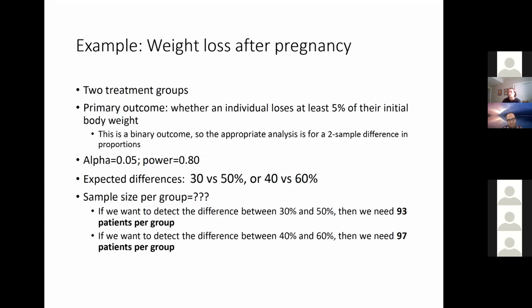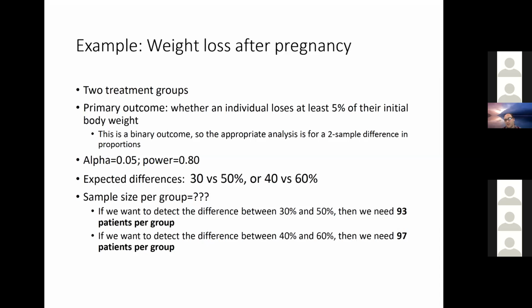So carrying through the calculations, if we're looking to detect a difference between 30% and 50%, then we would need 93 patients per group. Whereas 40 versus 60, we'd need 97 patients per group. So there's not a huge difference here, but there is a difference. And that difference becomes more pronounced the further you get to the edges of the probability scale. So the closer you get to 0 and the closer you get to 1, you'll see more of a difference.